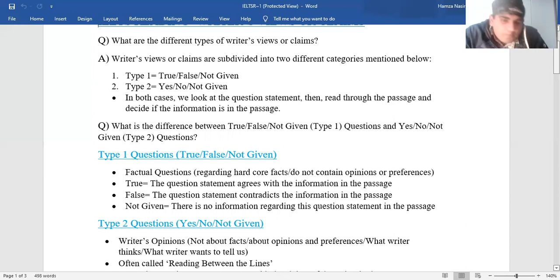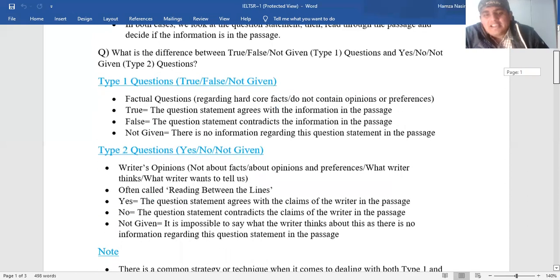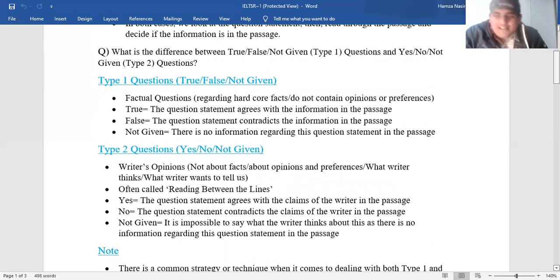Not given basically implies that there is no information regarding this question statement in the passage. Type 2 questions: yes, no, not given. Now, in type 1, I said that it was all factual questions with no opinions or preferences. So you just flip the scenario for type 2. It's vice versa. You just reciprocate it.